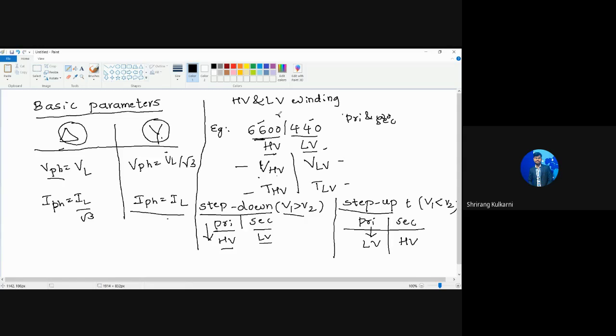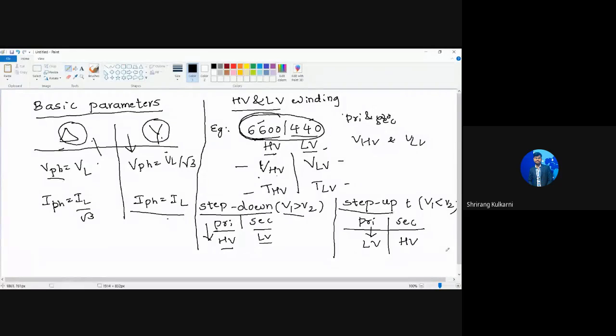In a problem, they will give these values, like 6600 by 440. So you have to understand which is HV, which is LV, which is VHV and which is VLV, based on that. This complete part you remember: the basic parameters, the relation between phase and line in case of delta, and the relation between phase and line in case of star. This is important. And next thing is this HV and LV.